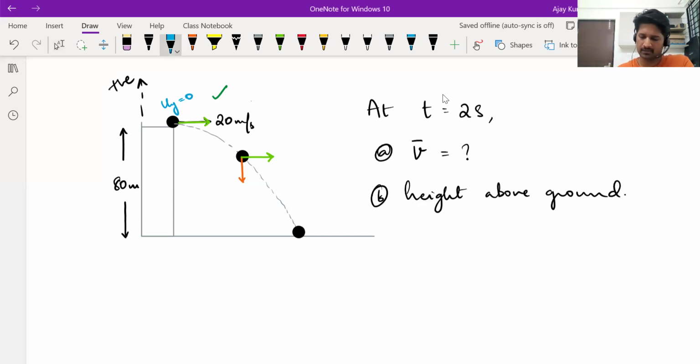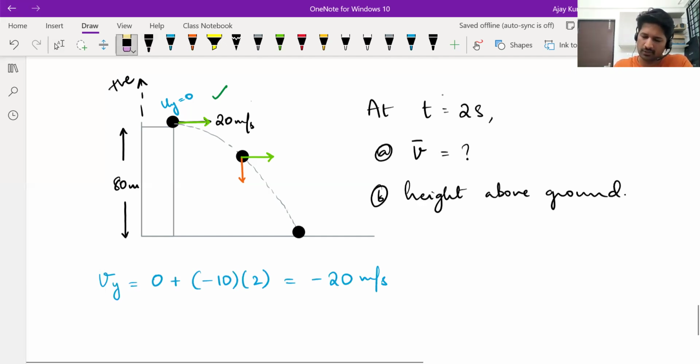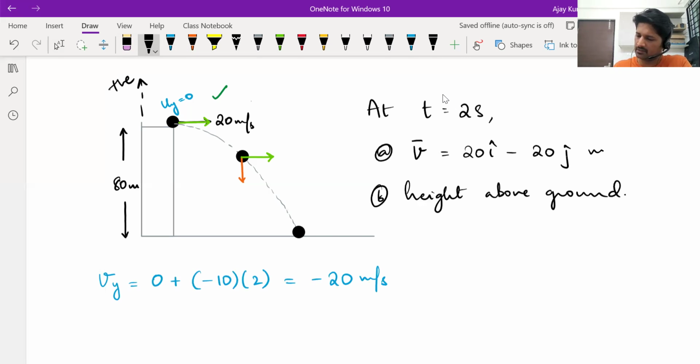Sir, v is equal to u plus at. Okay, Vy is equal to Uy plus Ay into t. How much is Uy? Okay, fine. 0. Ay is minus 10. Time is 2 seconds. So velocity's y component is minus 20 meters per second. And we know x component is 20. So the overall velocity at 2 seconds becomes 20 i cap minus 20 j cap meters per second. And once you know velocity, you can tell the speed, you can tell what angle it makes, all those things. Okay, so this part is done.